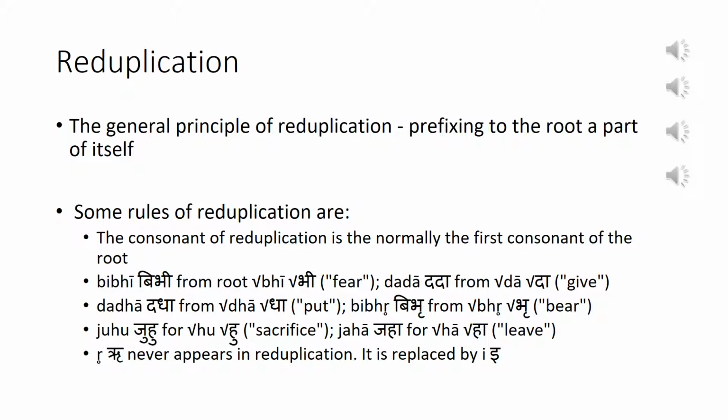Bibhi from root bhi, dada from root da. The reduplicated part uses a non-aspirate instead of the corresponding aspirate. Dadha from dha, bibhr from bhr, etc. A palatal is substituted for a guttural or h, juhu from hu and jaha from ha. As we have seen in the case of bhr, r never appears in reduplication. It is replaced by e.